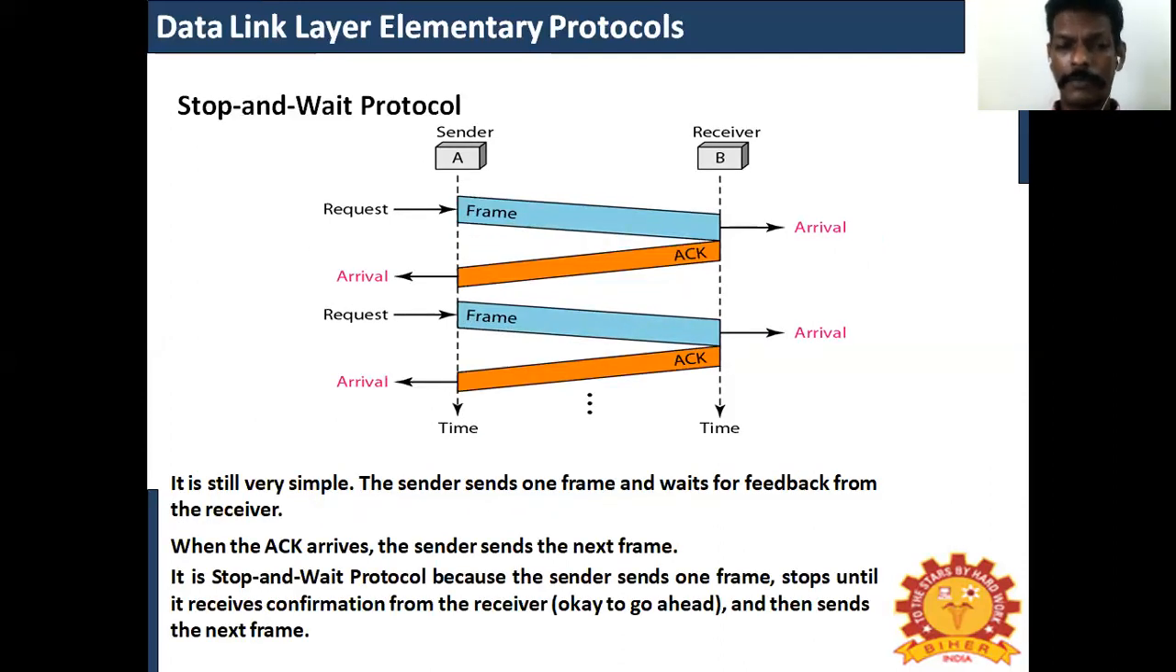But in the stop and wait protocol, I send a single frame. It waits for the feedback from the receiver or the destination machine. It waits for the acknowledgement. For example, I send a frame, and after I send it, the receiver will send an acknowledgement to the sender. After that, frame 2 will be sent from the sender, and acknowledgement 1 will be received from the receiver.